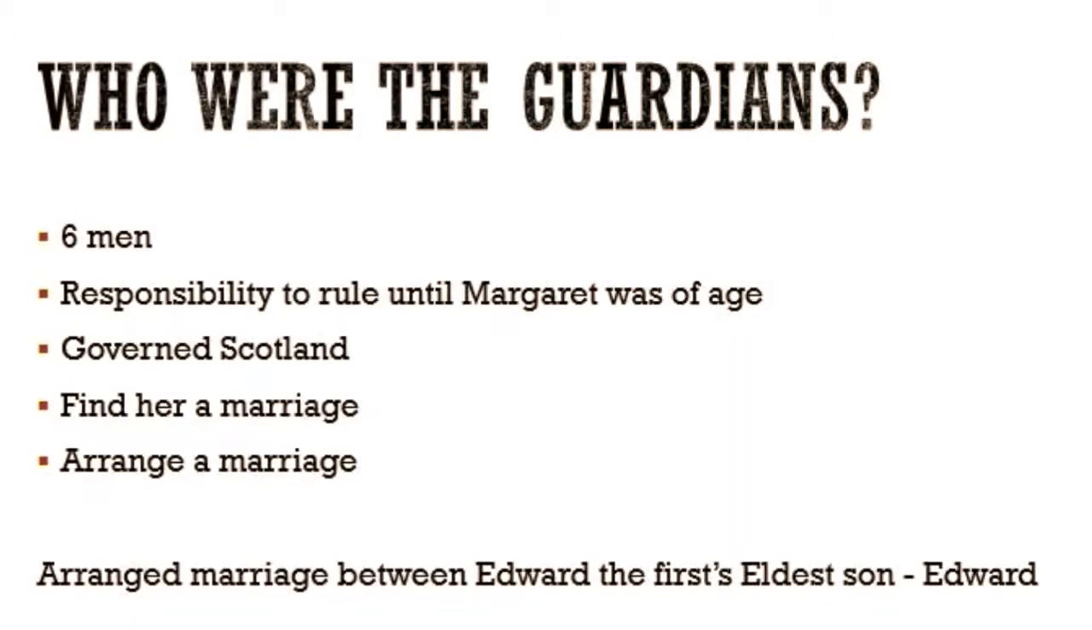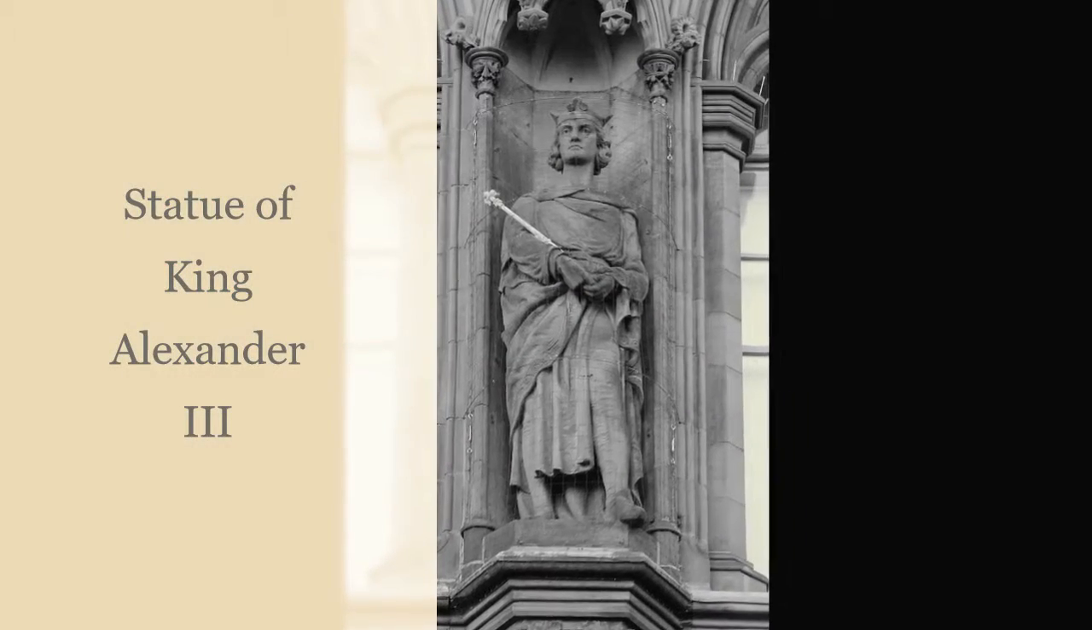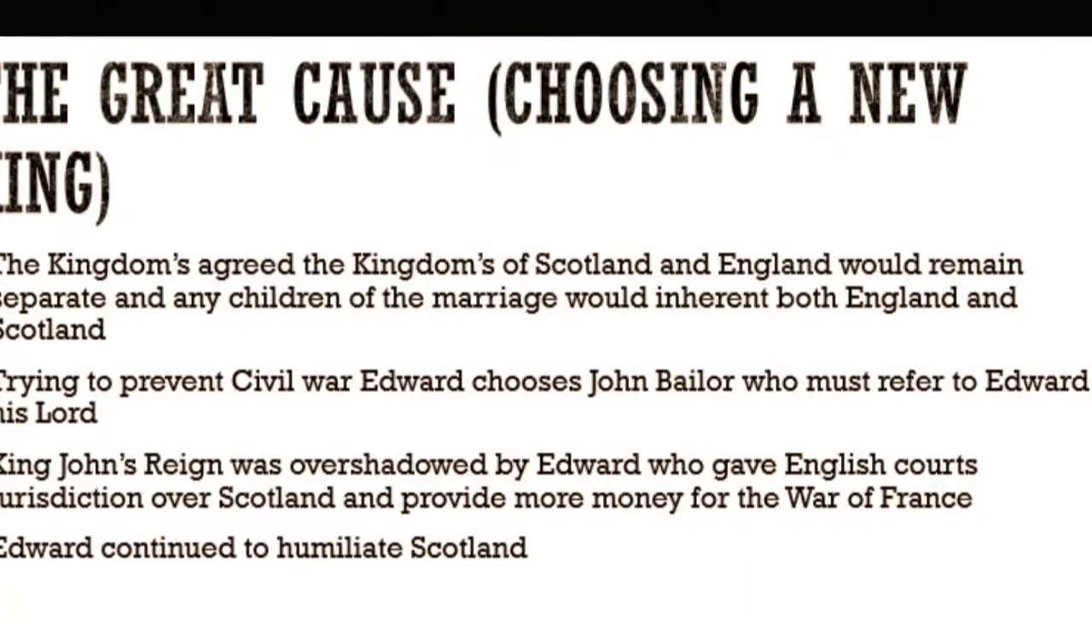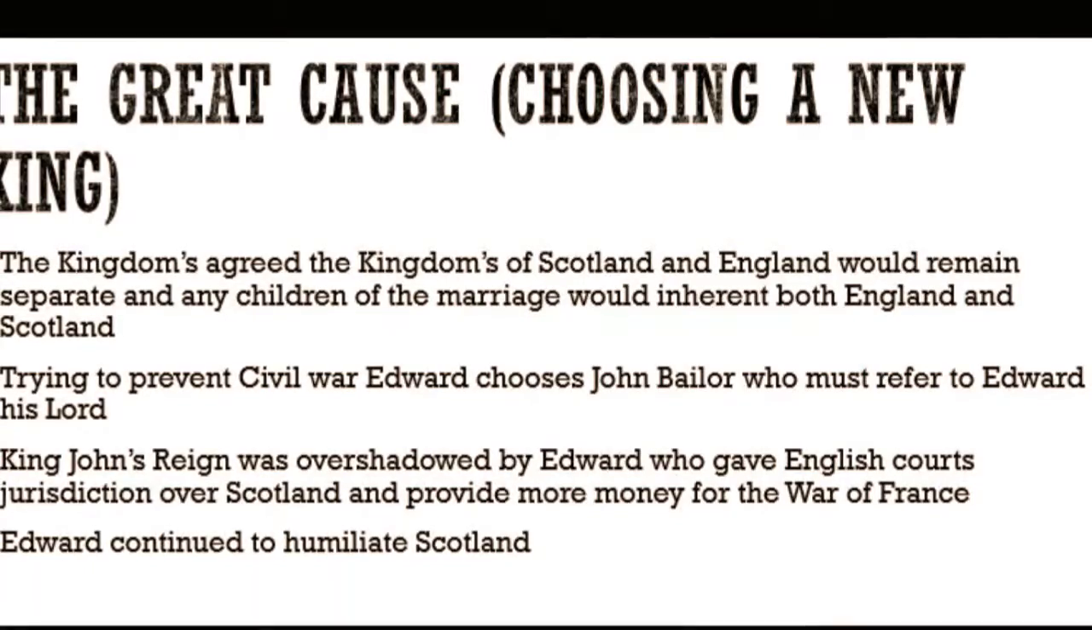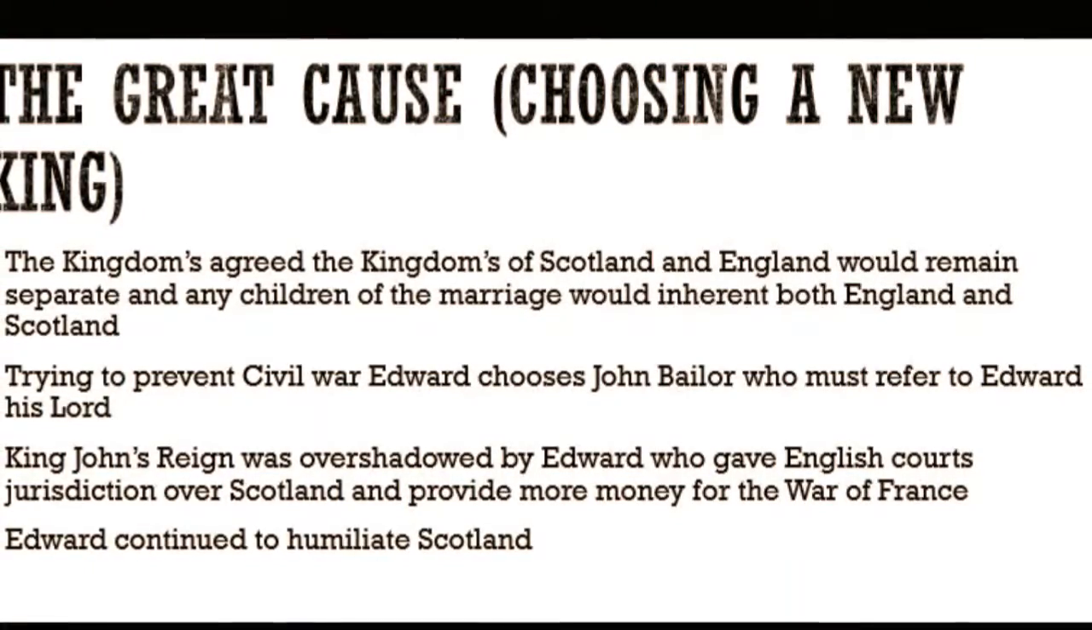Who were the Guardians? They were 6 men. They governed Scotland. They were supposed to arrange a marriage for her, and they eventually arranged a marriage. This is King Alexander.